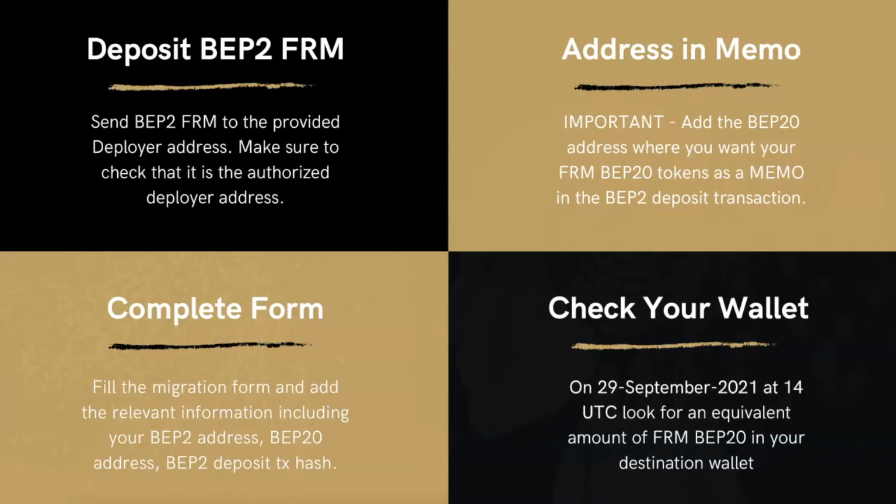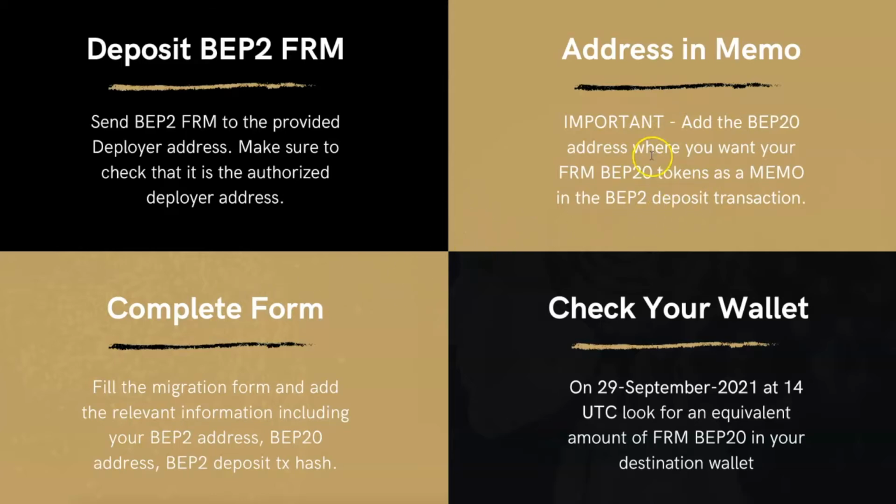Once you send, in the transaction that you send your tokens to this deployer address, you need to make sure that you add a memo. So this memo should include, this is a very, very important step, the BEP20 address where you want your BEP20 version of the FRM token to be sent. Do not add anything else, anything less to the address, just the exact wallet address hash of this BEP20 version. Try not to use any exchange addresses, this should be your wallet address.